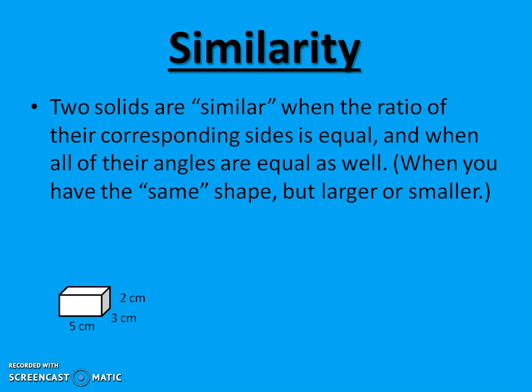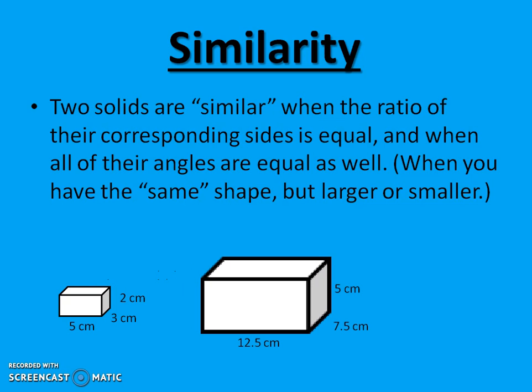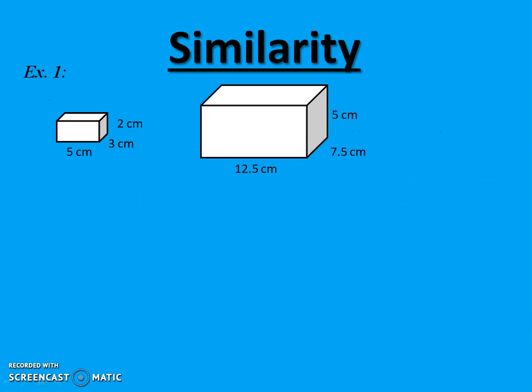This is a solid. It's a rectangular prism. This is a larger rectangular prism. And these two are similar. They're similar because they're the exact same shape, not just because they're rectangular prisms, but because one has been the stretched out version of the other in every dimension. And here's how you would prove that.